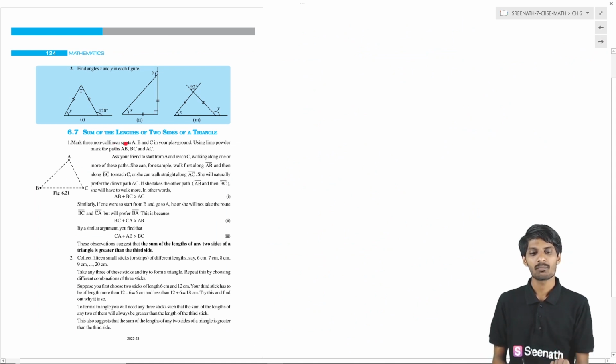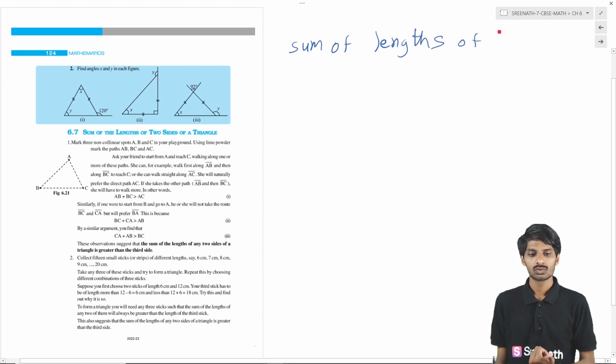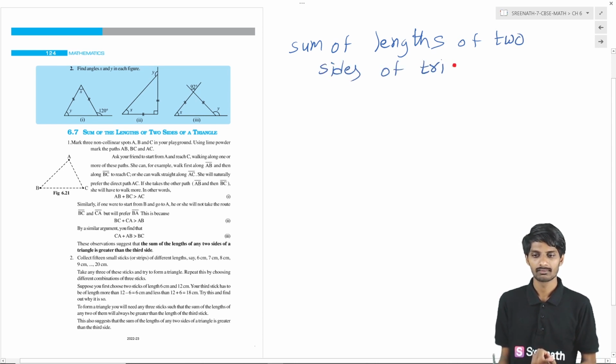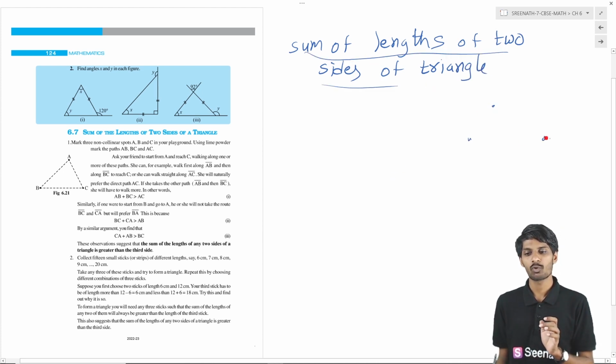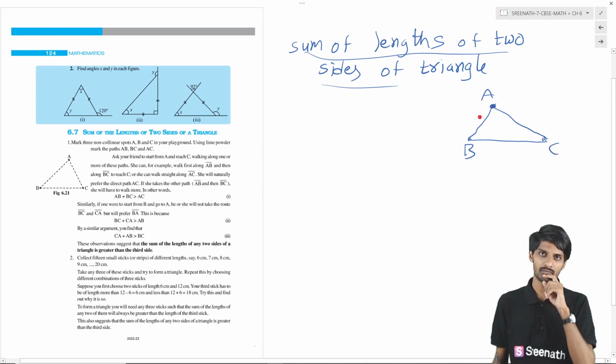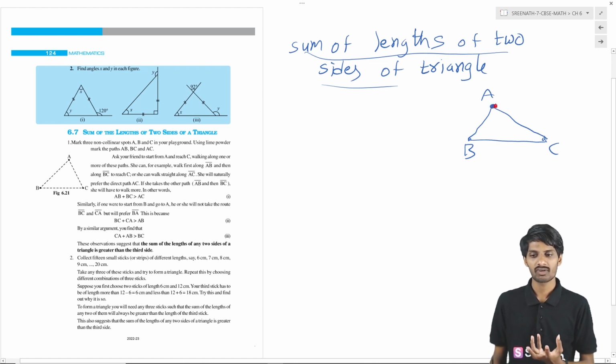Next thing is about the sum of lengths of two sides of a triangle, students. What is it? Sum of lengths of two sides of a triangle. Suppose, students, in your playground, mark three points and draw a triangle like this: A, B, C. And starting from A, just start a game with your friends.